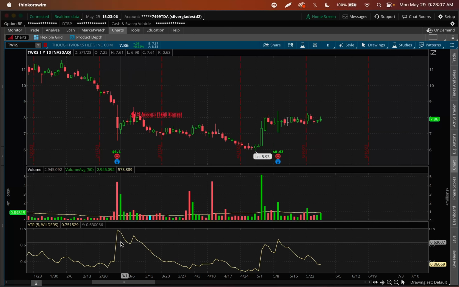This stands for average trading range. Actually, it stands for average true range, but I'm just going to modify it to average trading range because I think it makes more sense. But officially, if you look it up, it is average true range. The reason I use average trading range is to understand how volatile a stock is.